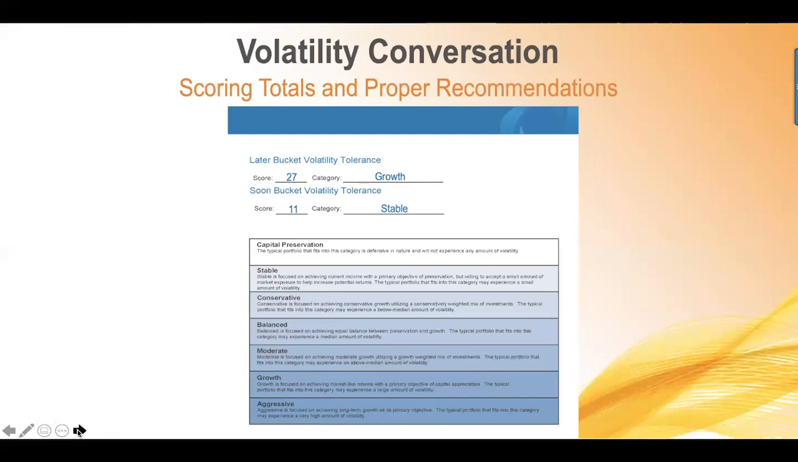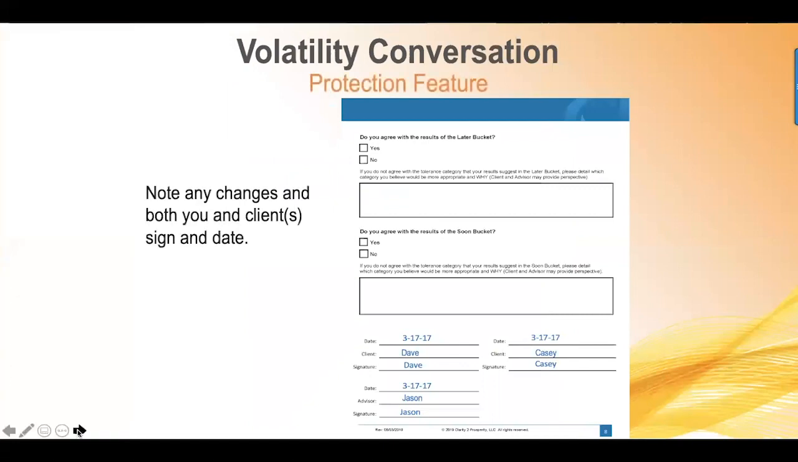Yeah. That sounds accurate to me. Yep. And then stable is focused on achieving current income with a primary objective of preservation, but willing to accept a small amount of market exposure to help increase potential returns. The typical portfolio that fits into this category may experience a small amount of volatility. So if we go to the next page, basically in the stable scoring of the soon bucket, it means we're going to probably have some stock or equity exposure, and we are going to have some volatility in it where we're drawing our income.